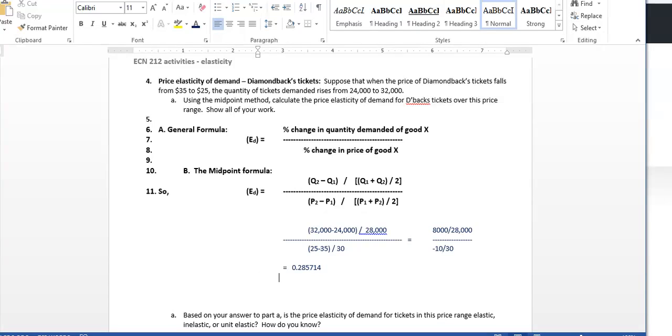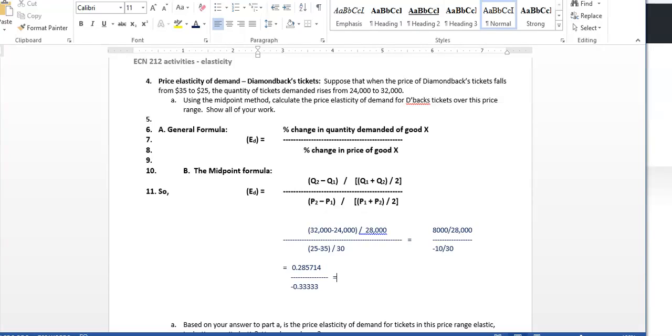Actually, I'll do it in the same format that I did up here. So there's our numerator, 8,000 divided by 28,000. On the bottom, we've got negative 1/3, so negative 0.33. And here's our answer, negative 0.86. If you got slightly different, probably due to rounding.